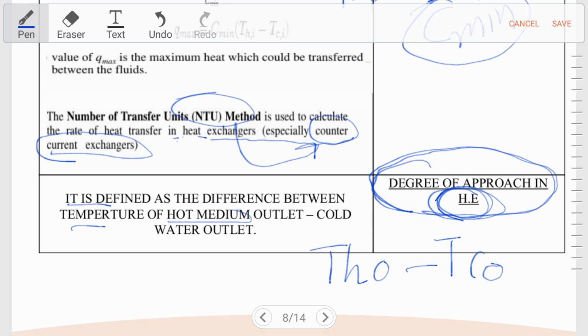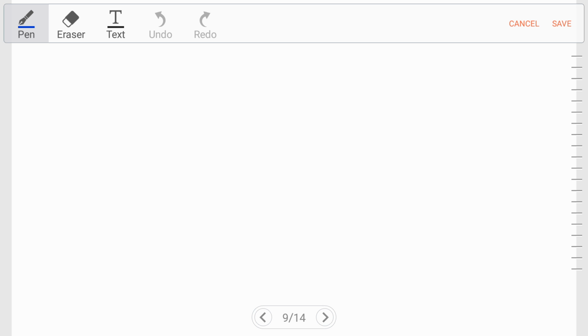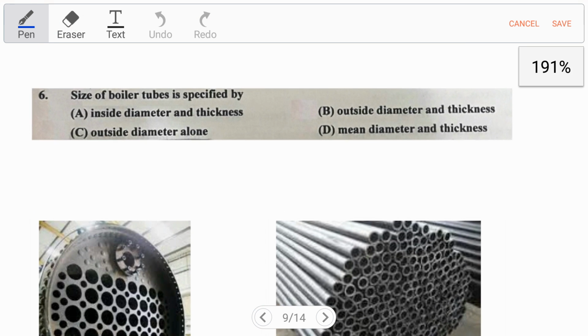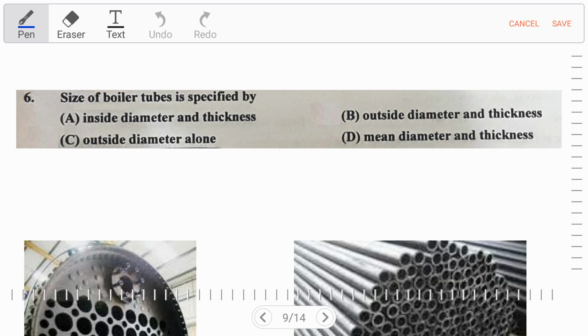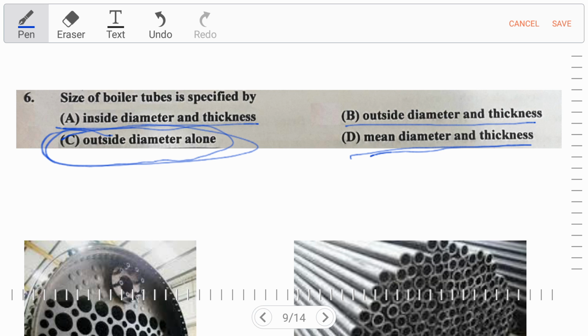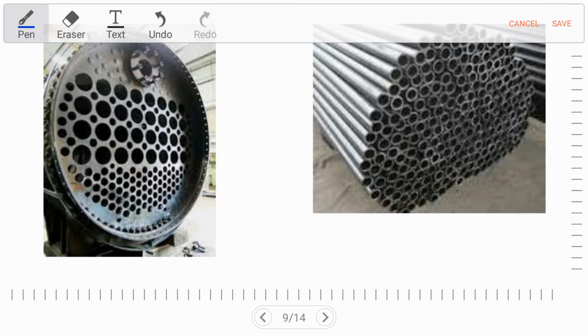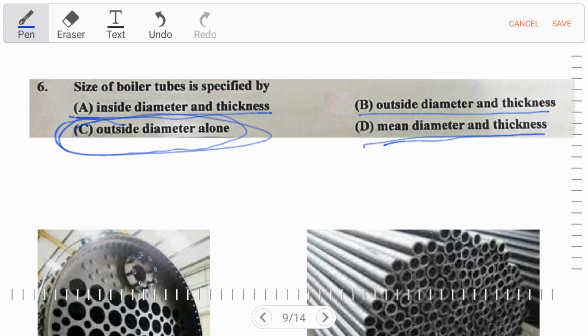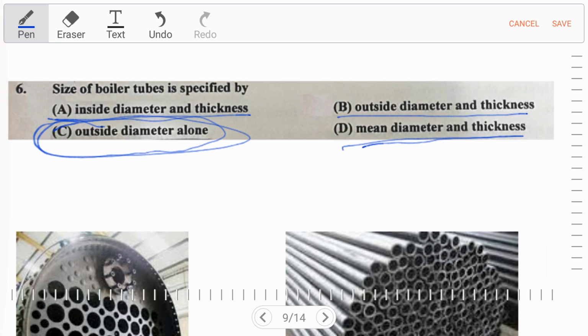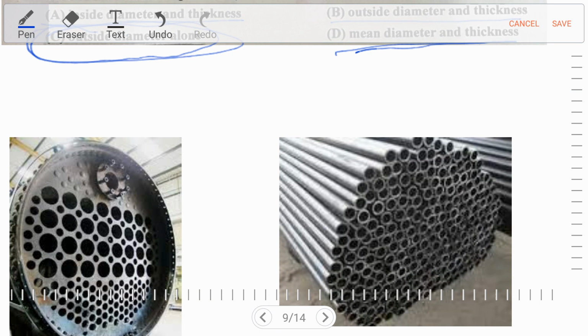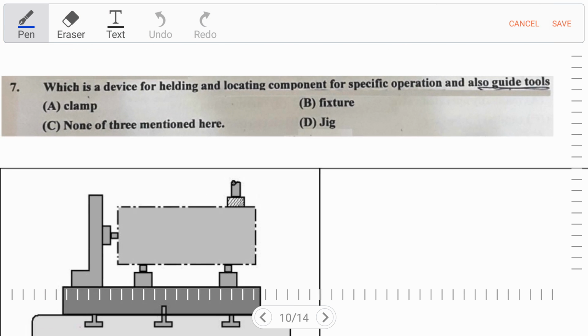Okay, now let's move to the next question. Size of boiler tube is specified by: inside diameter and thickness, outside diameter and thickness, outside diameter alone, or mean diameter and thickness. So our answer is C, outside diameter alone. You have to remember this answer. Friends, wherever there is important information that I have to inform you, I will show you in this video. So let's continue with the next question.